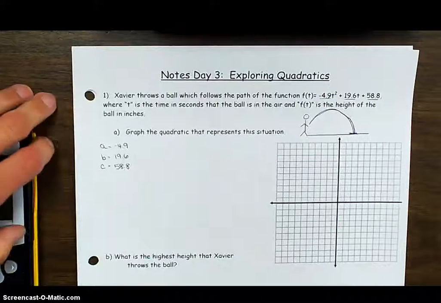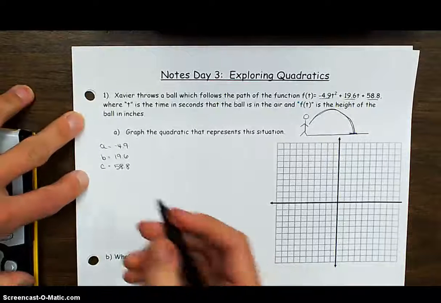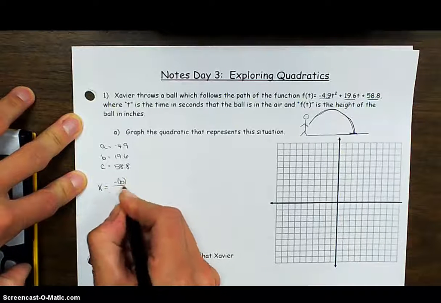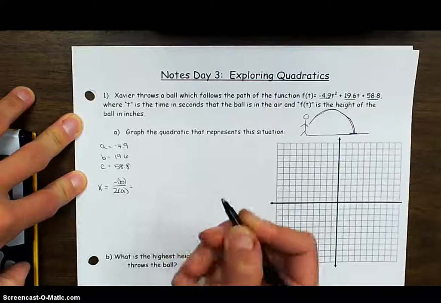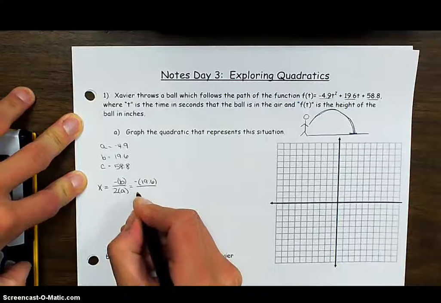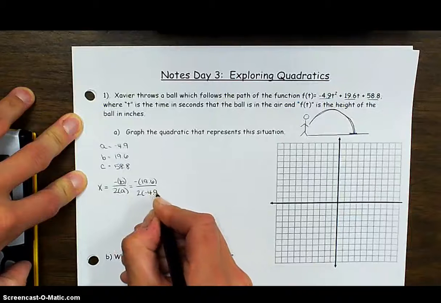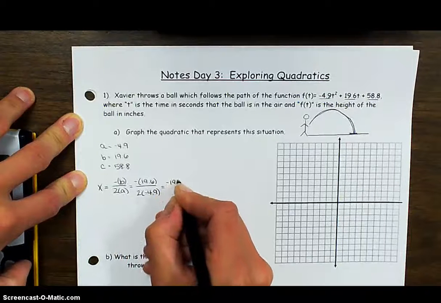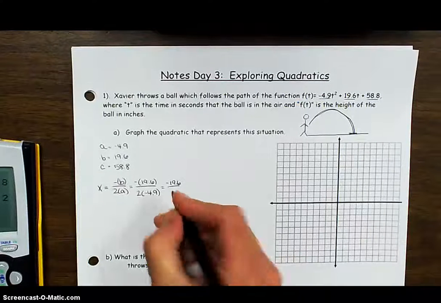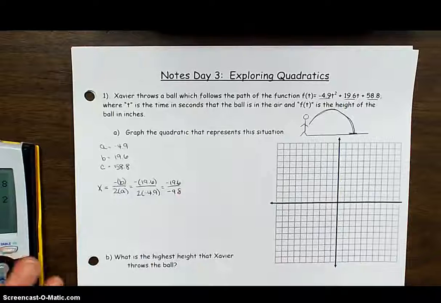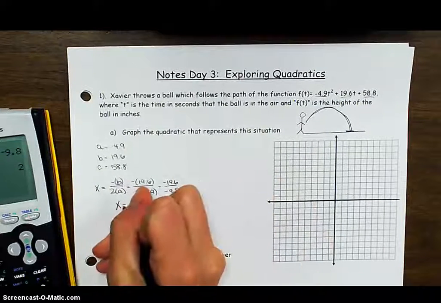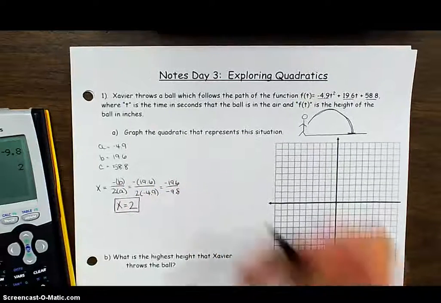Okay, so now before we can graph a parabola, we always have to find the middle of the parabola, and we do that by using our axis of symmetry: x equals negative b all over 2 times a. So let's go ahead and fill it in. Here we're going to get negative 19.6 over 2 times negative 4.9. So that gives us negative 19.6 all over, 2 times negative 4.9, which gives us negative 9.8. And then when we divide those, we end up getting 2. So x equals 2. This is the middle of my table of values.